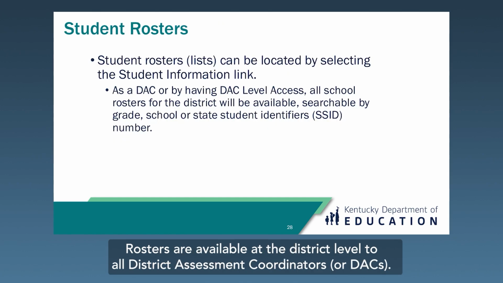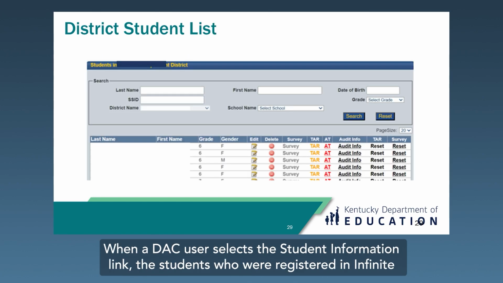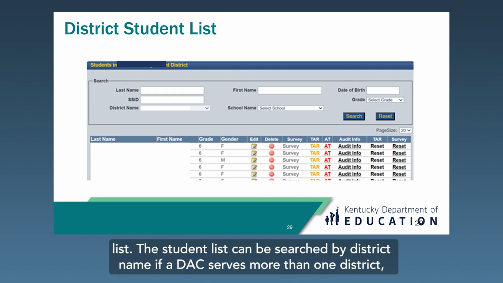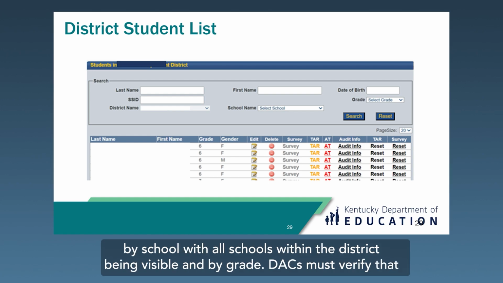Student rosters are available at the district level to all District Assessment Coordinators, or DACs. When a DAC user selects the Student Information link, the students who were registered in Infinite Campus as alternate assessment with appropriate documentation in place will be listed in this list. The student list can be searched by district name if a DAC serves more than one district, by school with all schools within the district being visible, and by grade.